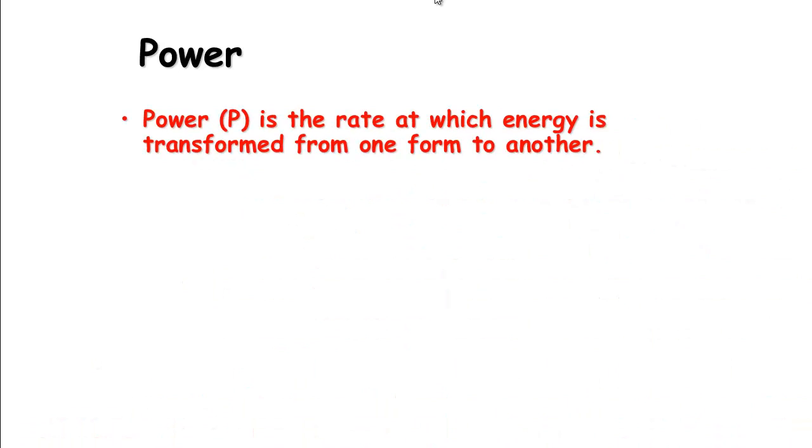Power is defined as the rate at which energy is transformed from one form to another. So basically it's how quickly we are converting the energy. The units for power are watts. To put it into mathematical form, power equals W over T, where W is energy, so it's the number of joules of energy per second. So equivalent units for watts would be joules per second.